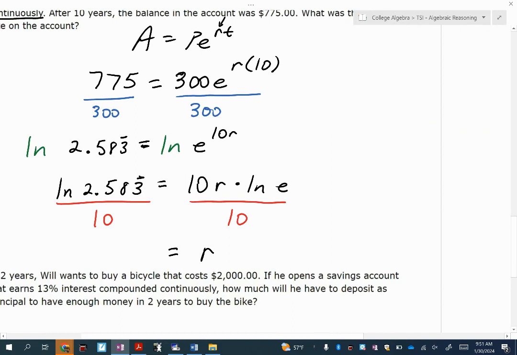So let's go to the calculator. What is the natural log of 2.583 repeated over 10? I got 0.095. So I'm going to round that to 9.5%. I'm not sure if it would count it wrong if you put 0.095. It might have a percentage symbol, so they probably want you to put it as a percentage.